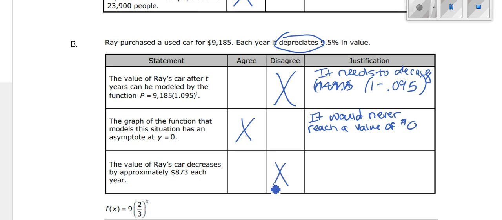The value of Ray's car decreases by approximately 873 each year. Well, I disagree because we know that it's not going to depreciate by the same amount each year. It will be different each year because it's exponential. So at first it'll be a lot, and then as it slows down, thinking of my graph, it's not going to depreciate quite as quickly because the percentage would be less at that point.